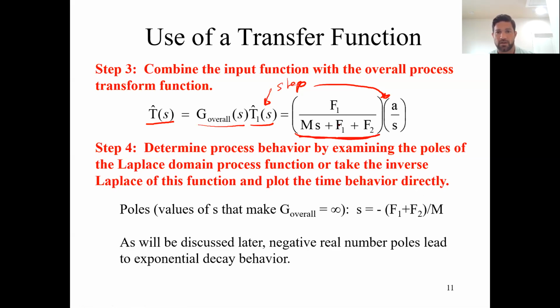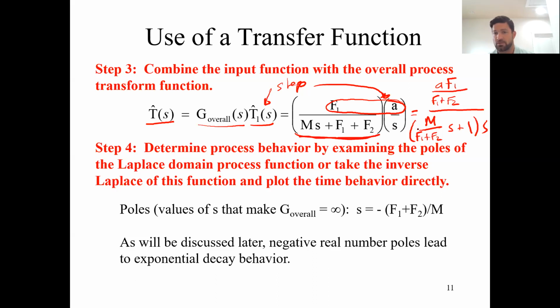We need to make this look like a +1 term over here in the denominator. So we can do that. And this is going to look like a times f1 over f1 plus f2, since I'm dividing everything through by f1 plus f2. So I combine these terms, dividing the top and the bottom by f1 plus f2. And then over here I have m over f1 plus f2 times s plus 1, all of this multiplied by s.